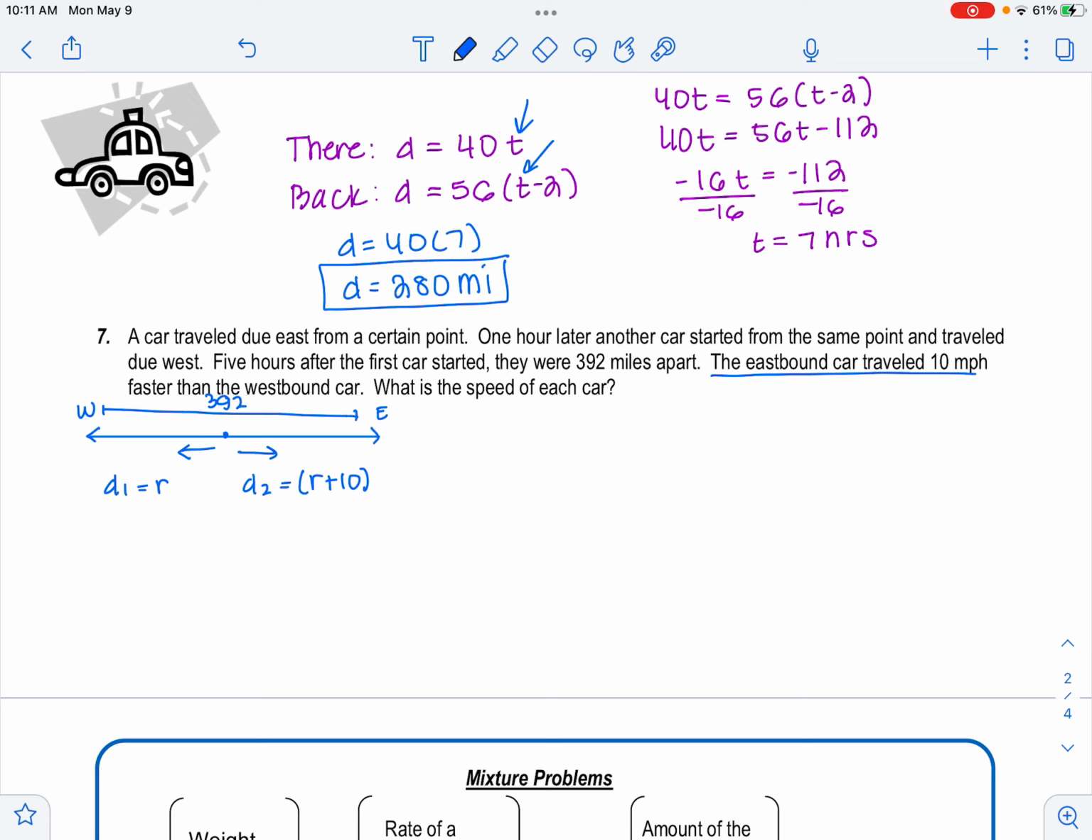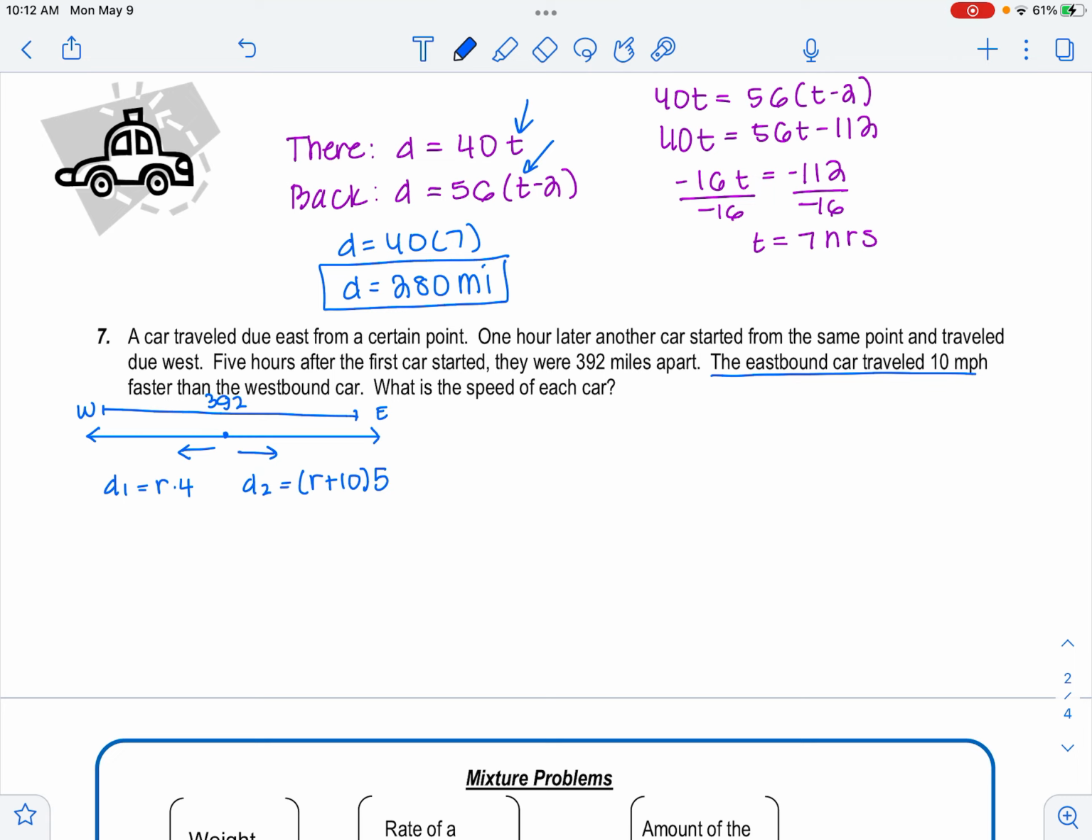All right, we also need our time. So if we reread this, it says a car traveled due east from a certain point. 1 hour later, another car started at the same point and traveled due west. 5 hours after the first car started, they were 392 miles apart. So I know that the first car traveled 5 hours. That was my eastbound car, so that's my time for eastbound. And the westbound car left an hour later than the first car, so it got 1 less hour to travel, so it gets a time of 4.